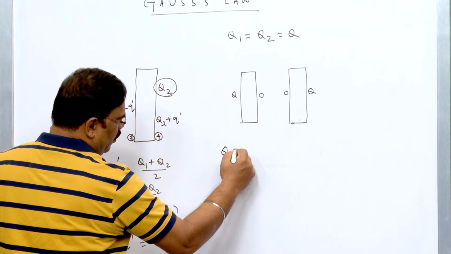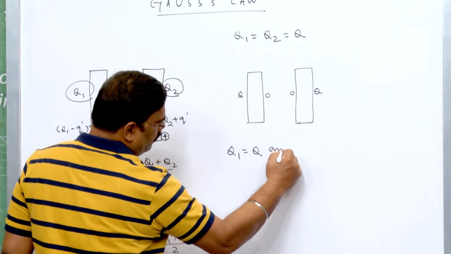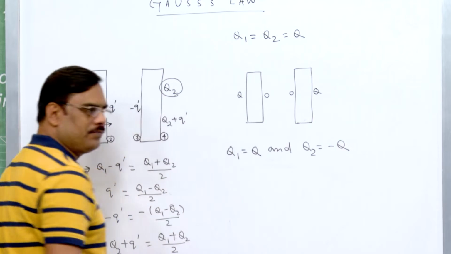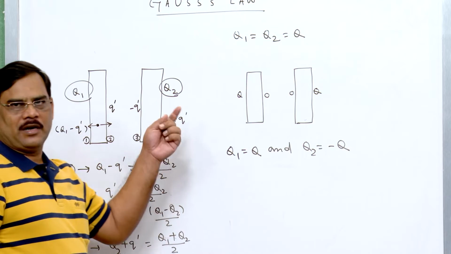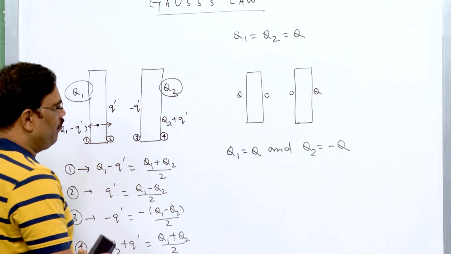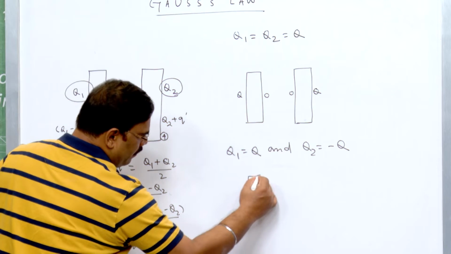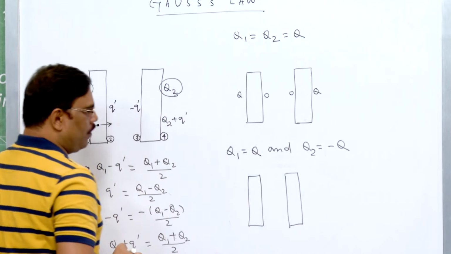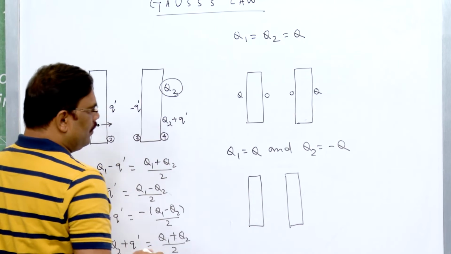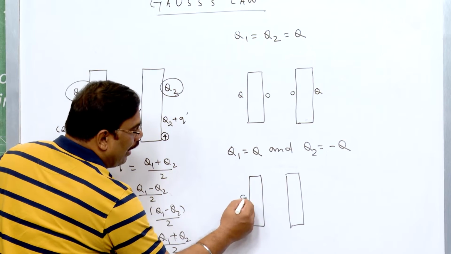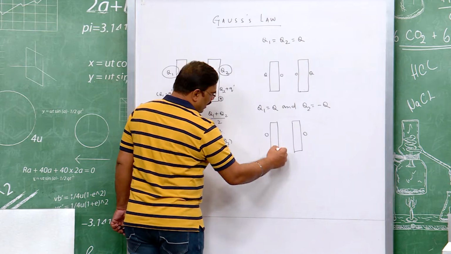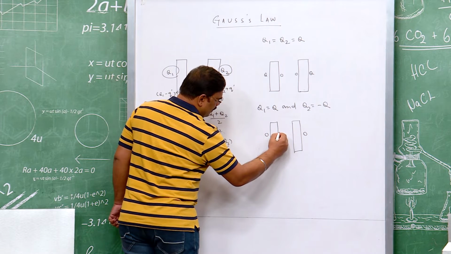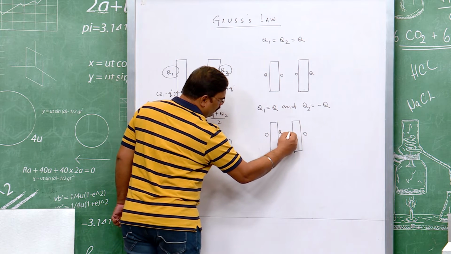If Q 1 equals Q and Q 2 equals minus Q, as is the case for a parallel plate capacitor, which we will see later on, you will see that the charges appearing on the outer faces are 0 and on the inner faces it is Q and minus Q.